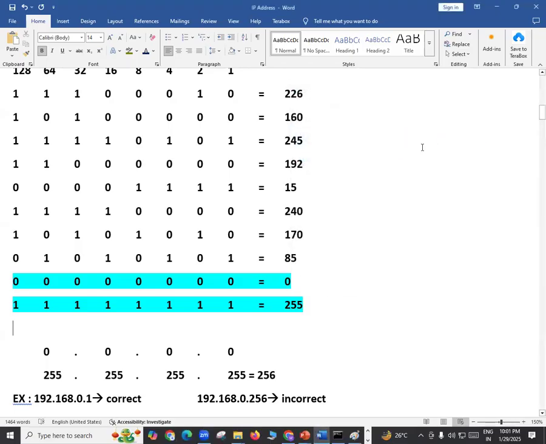Okay, so this is something about IP version 4. This is just the beginning here, my friend. We have to go a bit of a long way to learn IP addressing. CCNA is the only course where you will learn IP addressing in so much detail, my friend.